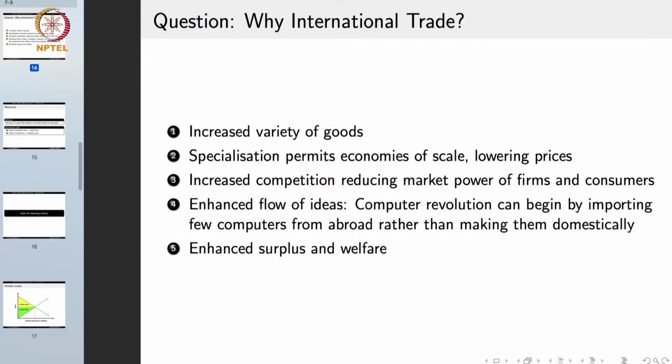Then increased competition reduces the market power of firms and consumers. What that is saying is, we had looked at market power. Market power is the phenomenon when a few producers or a few consumers are in a position to alter the market prices. A very good example is the Organization of Petroleum Exporting Countries, or OPEC. Now, if OPEC decides that they are going to raise the prices of petroleum, and if international trade was not there, if OPEC was the only consortium that was able to provide petroleum, in that case they would have a very huge amount of market power.